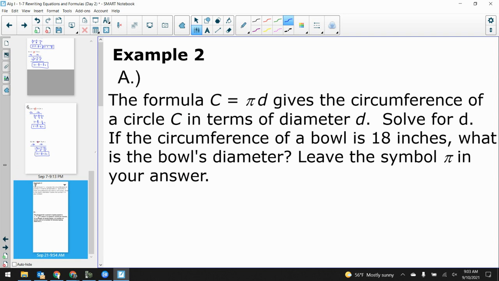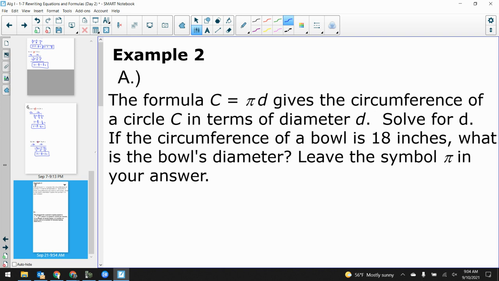The first one here. The formula C is equal to pi times diameter gives the circumference of a circle C in terms of its diameter. We're probably a little bit more familiar with C is equal to 2 pi r, but 2r is just d, right? 2 times the radius is the diameter. So pi times diameter is the equation of a circumference.